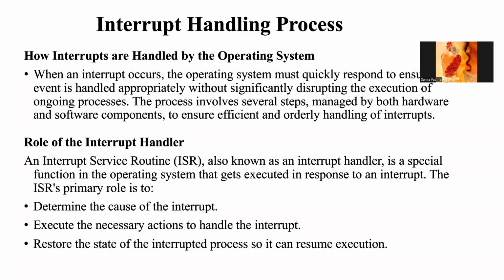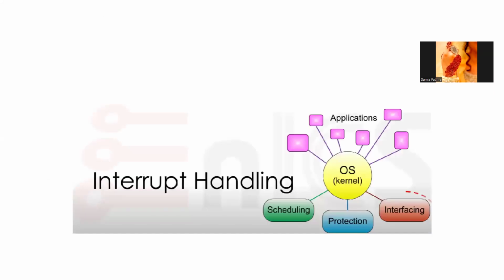Let's jump onto the interrupt handler. The interrupt service routine, also known as ISR, is a special routine that runs when an interrupt occurs. The ISR's job is to find out what caused the interrupt, handle the event, and restore the system to its previous state, all without disrupting other processes too much.